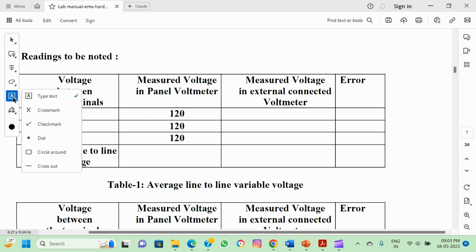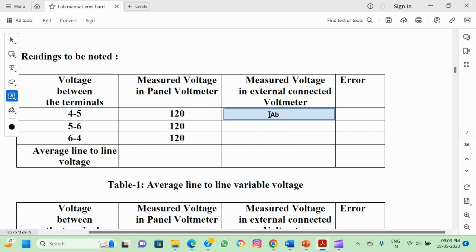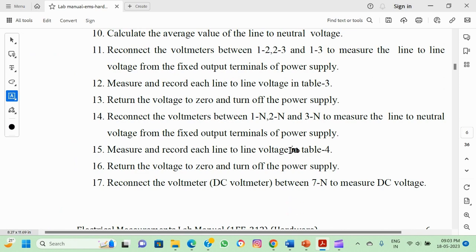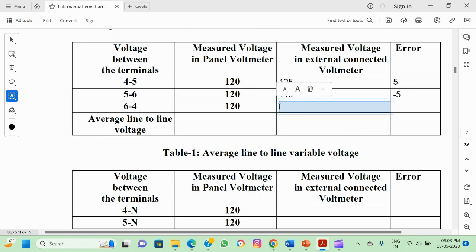Suppose we have here 125, then what will be the error? We have an error of 5 volts. Suppose here it is measuring 115, then we have here minus 5. And if we have exactly 120, the error is 0.